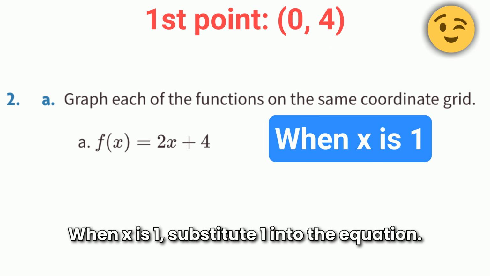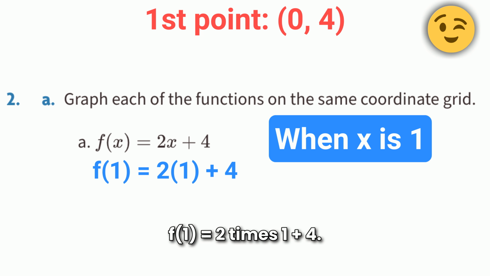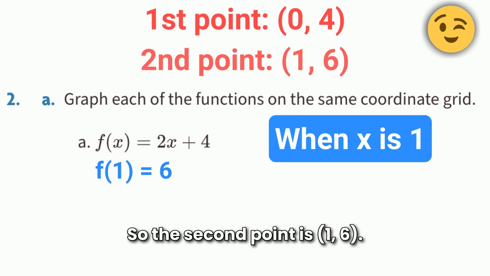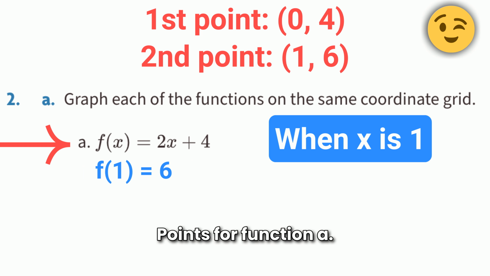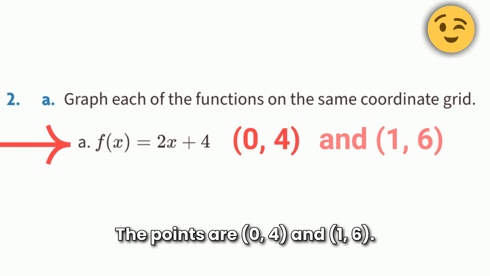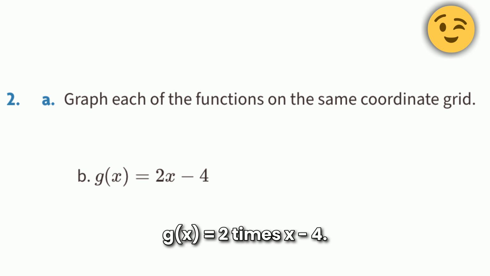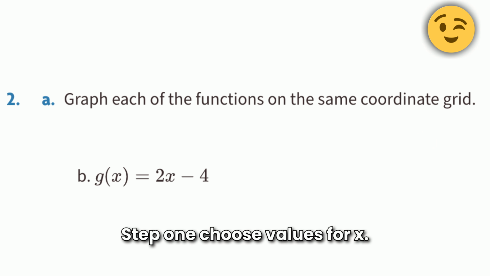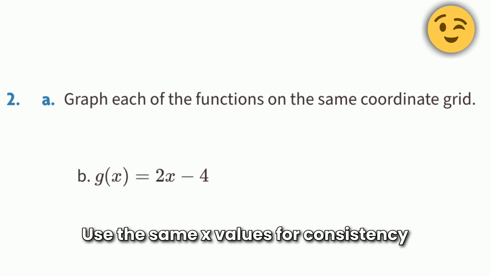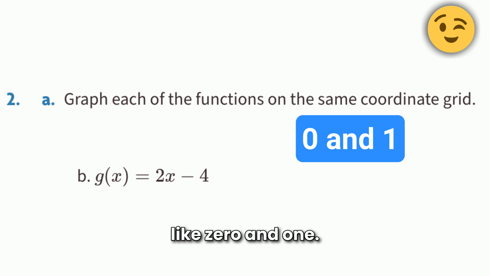When x is 1, substitute 1 into the equation. F of 1 equals 2 times 1 plus 4. This equals 6. So the second point is 1 and 6. Points for function a. The points are 0 and 4, and 1 and 6. Function b, g of x equals 2 times x minus 4. Step 1. Choose values for x. Use the same x values for consistency, like 0 and 1.